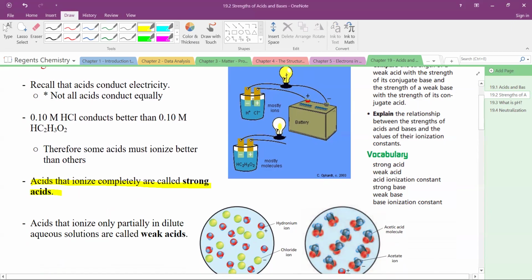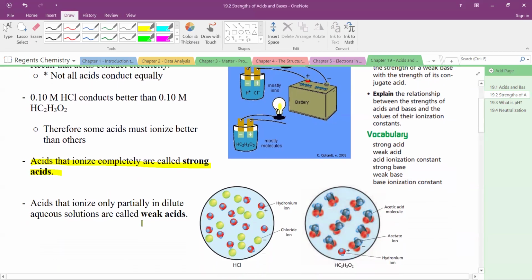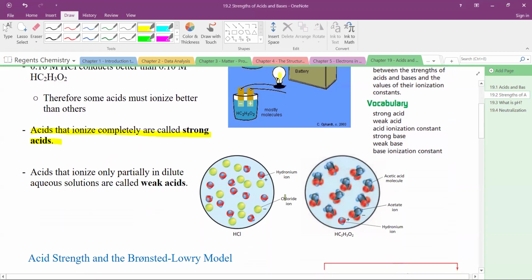If we put 0.1 molar hydrochloric acid in the solution, then we will have 0.1 molar hydrogen and 0.1 molar chloride, right? They will completely separate. Weak acids are acids that only ionize partially in dilute aqueous solution. Okay, so let's compare those. I have two pictures, right? If we look at our HCl, you can see that in our atomic picture of the molecules, there is no HCl molecule. In fact, there are only chloride ions and there are hydronium ions, which have accepted the hydrogen from that chlorine.